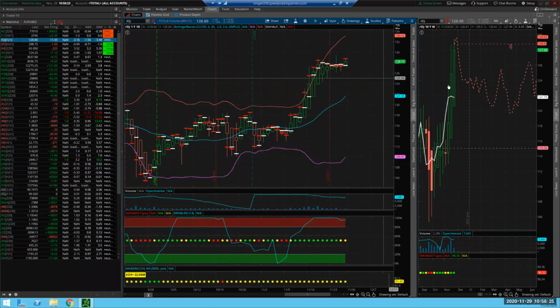Orange juice usually makes a nice move down here, as you can see. So if we get a red dot on orange juice, I am going to look to short that.